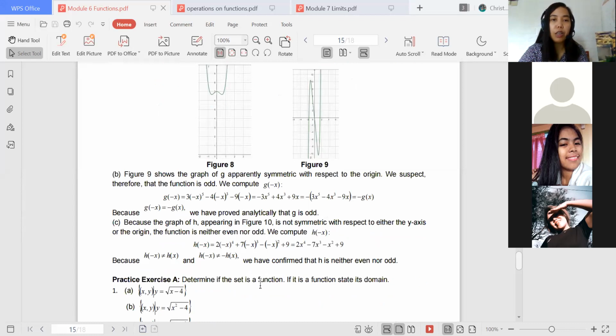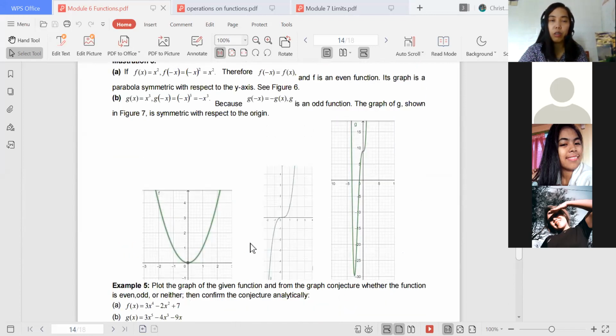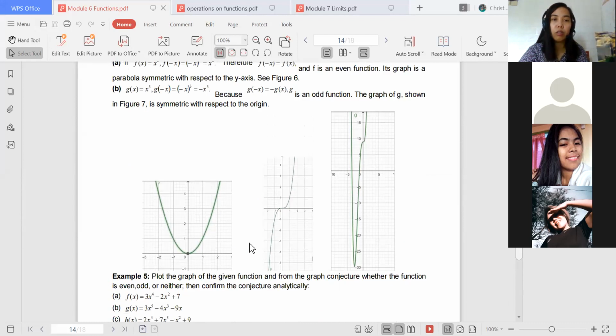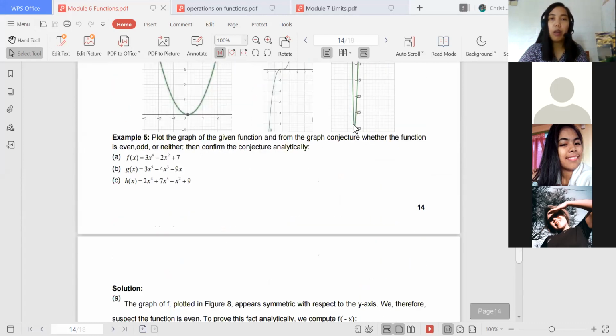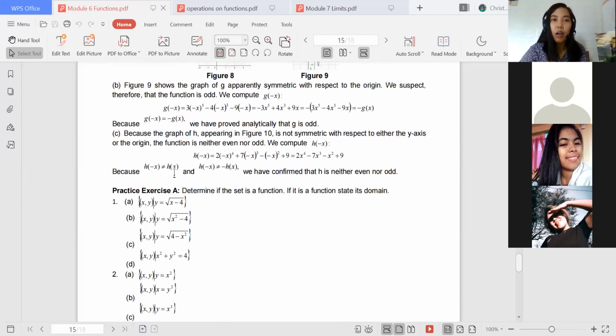And for letter C, because the graph of h appearing in figure 10, nilagay figure 10. Not sure kung ito ba yung graph ng figure 10. Anyway, yung sa h of x, because the graph of h appearing in figure 10 is not symmetric with respect to either the y-axis nor the origin, the function is neither even nor odd. So, that's it. So, yun yung sagot naman natin. It's neither.